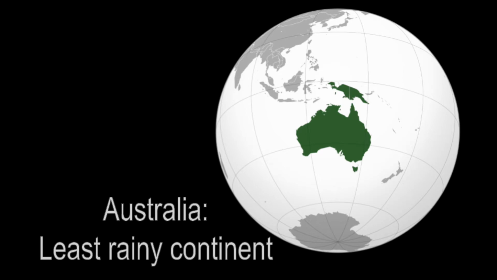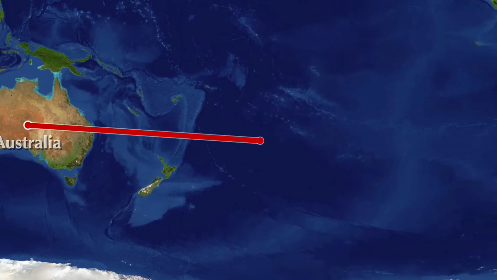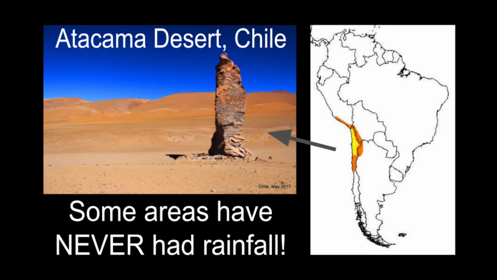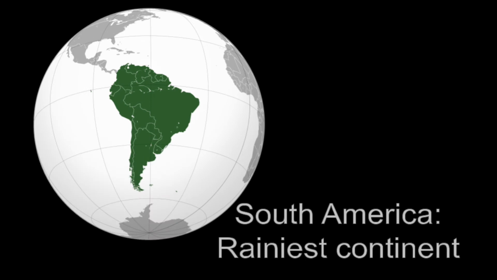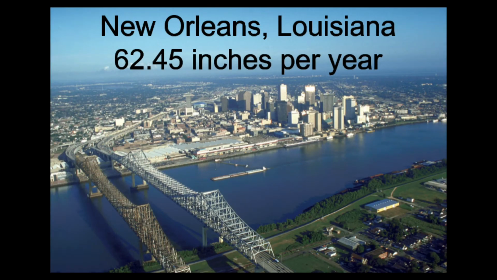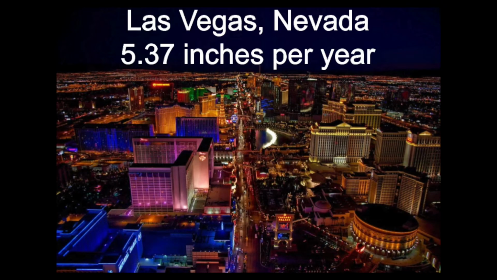Australia is the least rainiest continent on Earth. And over to the east, there is a desert in South America that has never recorded any rainfall. Which is strange, as South America is the rainiest continent on Earth. As far as big cities go in the United States, New Orleans gets the most amount of inches per year. And then over in Nevada, in the city of Las Vegas, they get the least amount with under 6 inches per year.